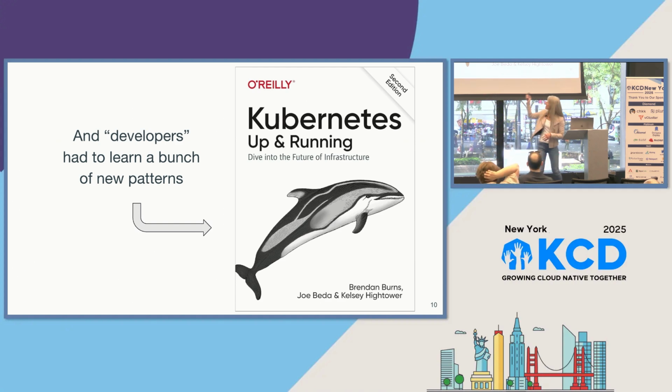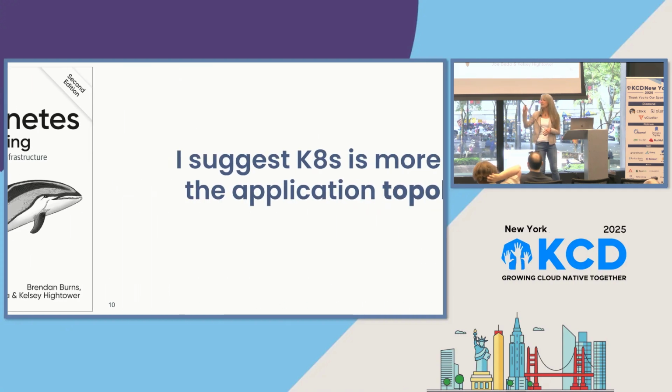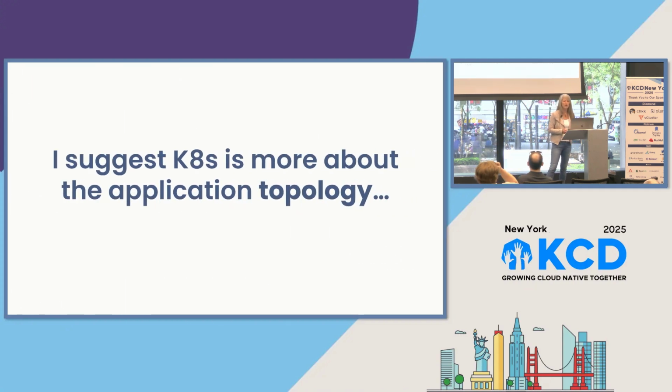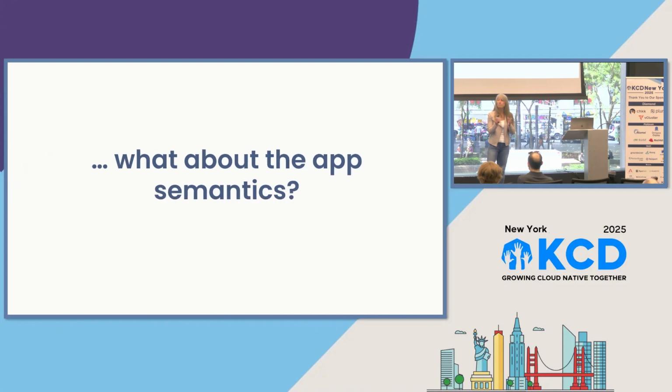And things like taking a look at these leaders in the Kubernetes space, their book. But here's the thing, I suggest that Kubernetes is more about the application topology. It's about keeping your application topology healthy and doing things like rerouting stuff, but it doesn't go inside of the application at all. Sure, there's things like the health checks and it integrates all of those things, but it doesn't take care of the application semantics.